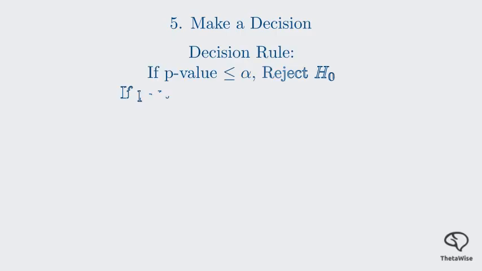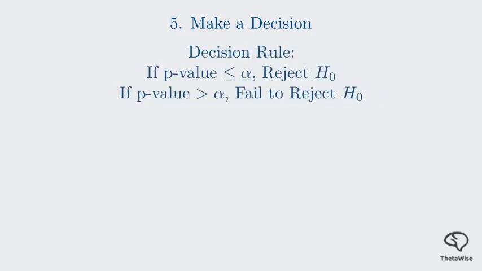The final step is to make a decision. We compare our p-value to our predetermined significance level, alpha. The rule is simple. If the p-value is less than or equal to alpha, we reject the null hypothesis. This means our data provides statistically significant evidence to support the alternative hypothesis.